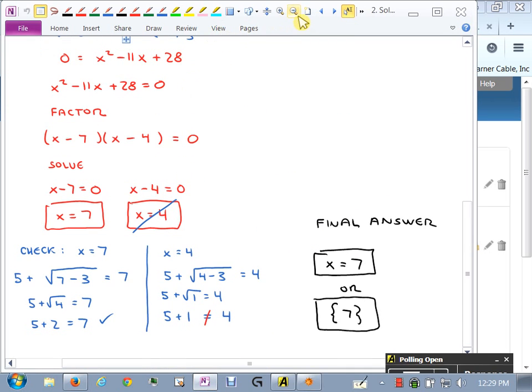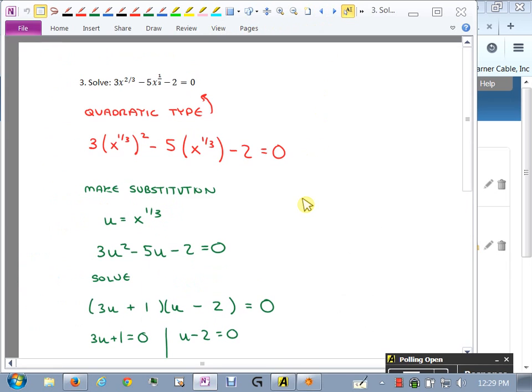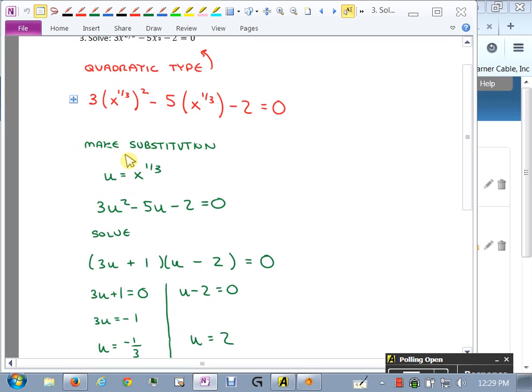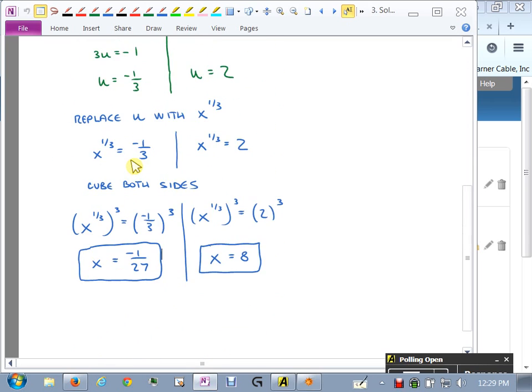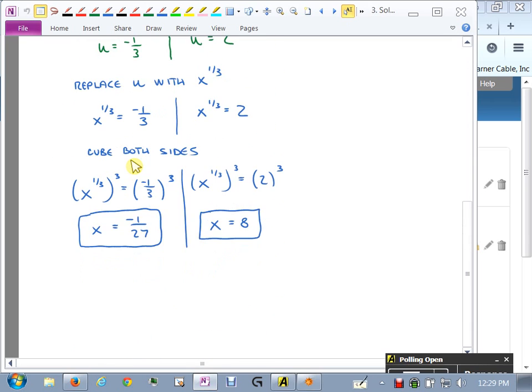So you got to be able to solve a radical equation. What was next? What's 3? This is a quadratic type. This is where we had to do a substitution. We had to squint our eyes and see that that was something special. And so it's a quadratic type. So go back in your notes. We did problems like that.